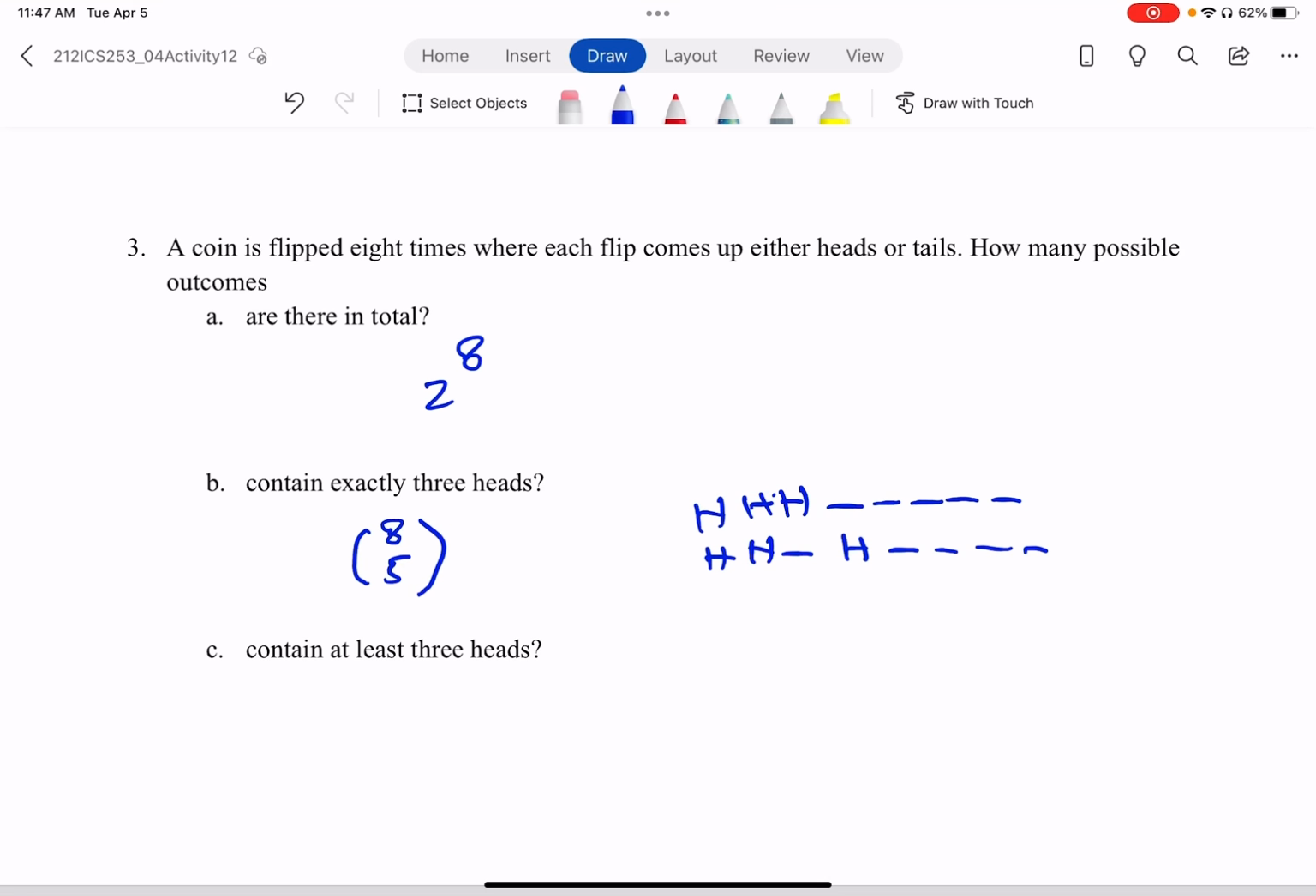It's exactly the same as you need to choose positions, or orders, of those 8 flips that contain exactly 3 heads. So basically we have 8 choose 5. Right. How many contain at least 3 heads?